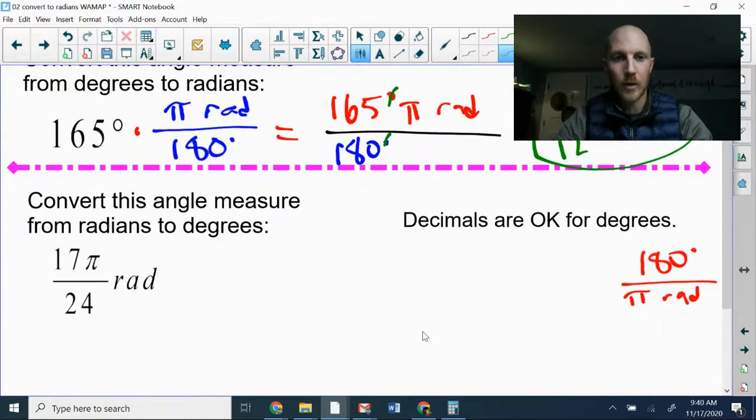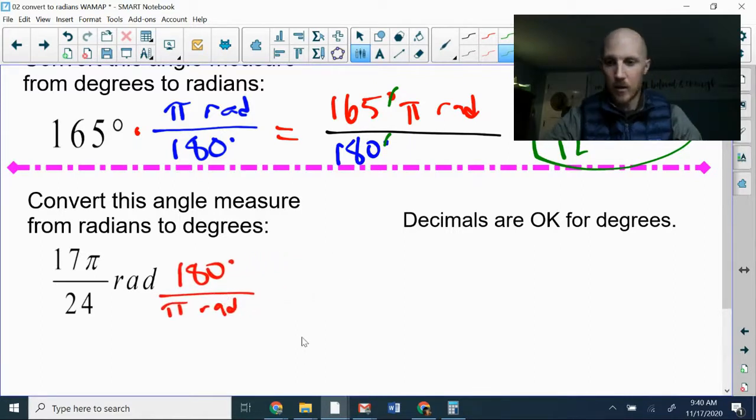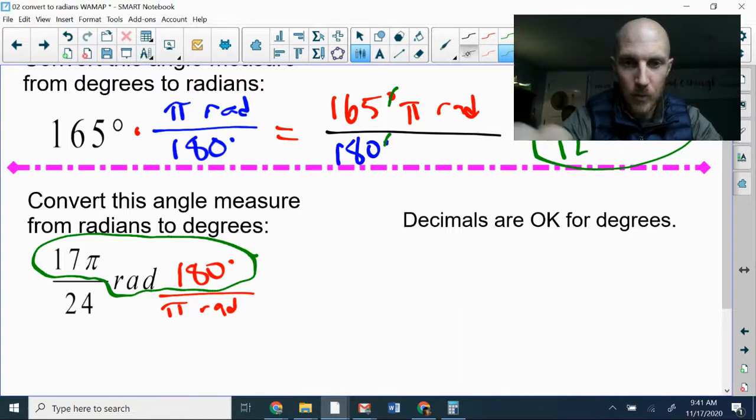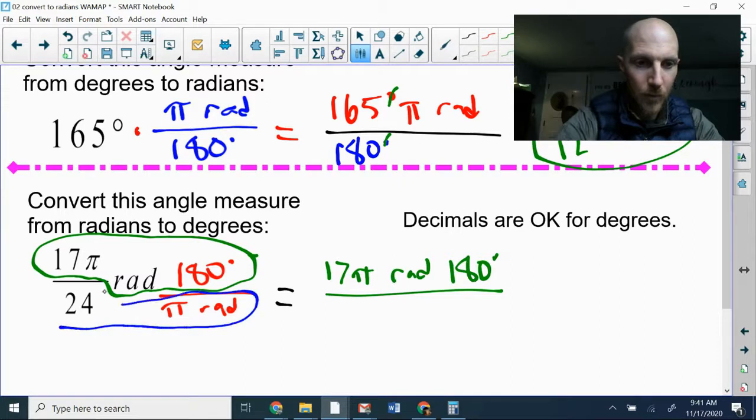And then let's convert this angle measure from radians into degrees. So 17 pi 24ths radians is the angle that I'm given, and I'm going to convert that into degrees. So I have a conversion factor just waiting for me here. So I'm going to bring that over, and let's multiply straight across numerator times numerator. This rad is going to go onto the top. So that'll be 17 pi rad 180 degrees. And then my denominators, 24 times pi.